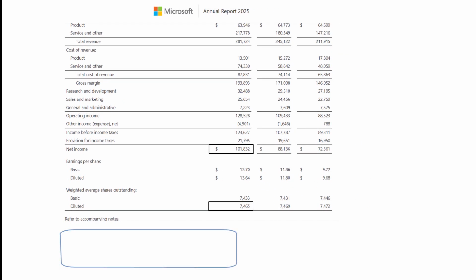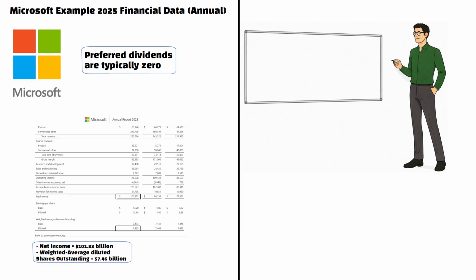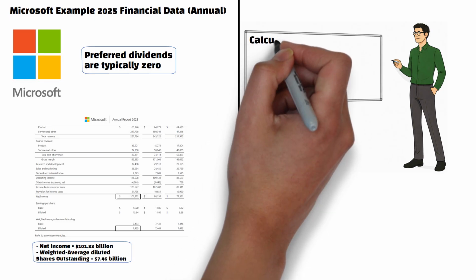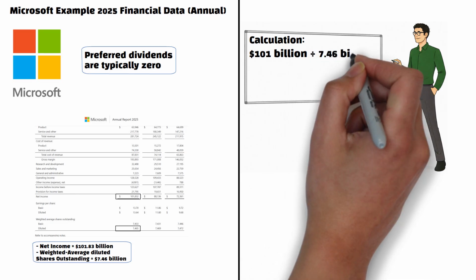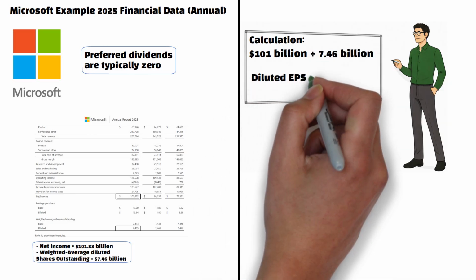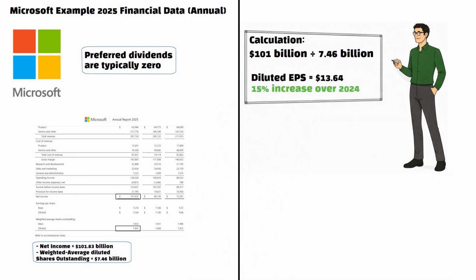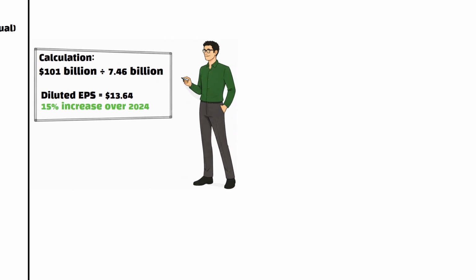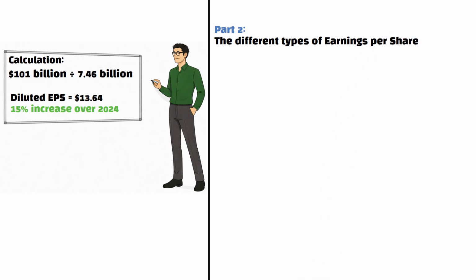According to Microsoft's annual report for 2025, the net income was $101.83 billion, and the weighted average diluted shares outstanding were 7.46 billion. Using the figures above, here's the calculation. It's $101 billion divided by 7.46 billion. As a result, Microsoft reported a diluted EPS of $13.64 for the fiscal year 2025, which represented a 15.59% increase over 2024.